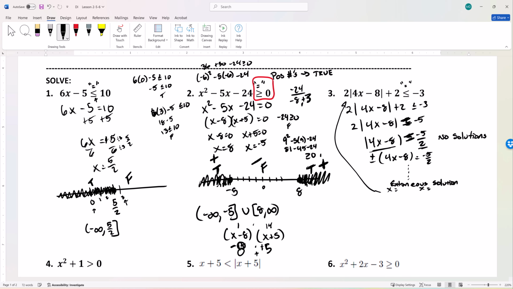So we just need to be careful of that. Now, because there's no solution, we just need to test the entire number line. There's no boundary points at all. So if I test one value like 0, 4 times 0, so negative 8, absolute value of negative 8 is 8. 8 times 2 is 16. 16 plus 2 is 18. Is 18 less than or equal to negative 3? That's false. So the entire thing is false. So again, there's no solution.